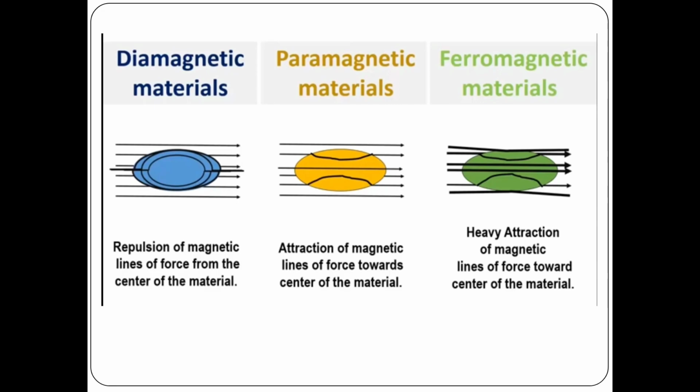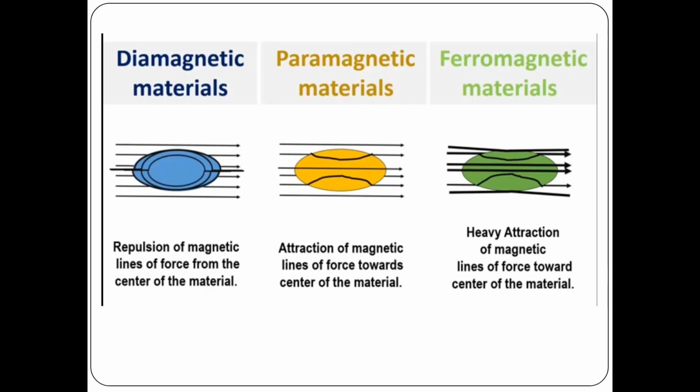So from this figure we can see the difference between these three materials. In the first figure we can find that the diamagnetic materials do not allow any magnetic lines of force penetrating through the sample, whereas in the case of paramagnetic and ferromagnetic materials, magnetic lines can pass through these materials.